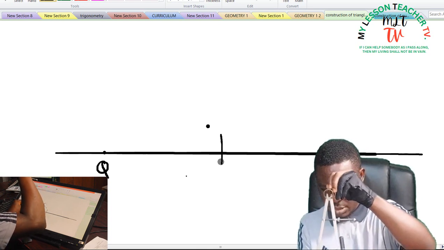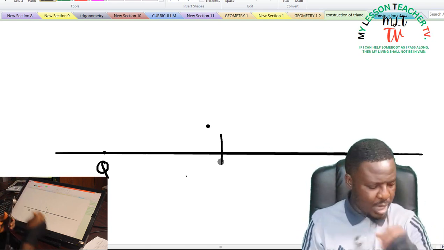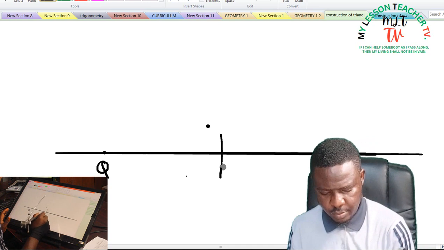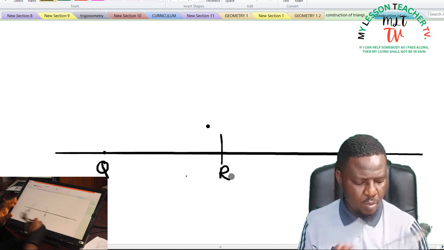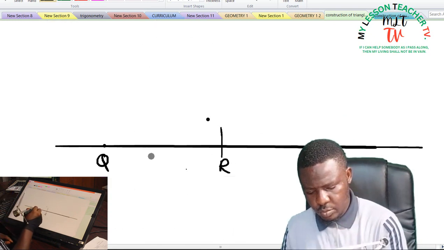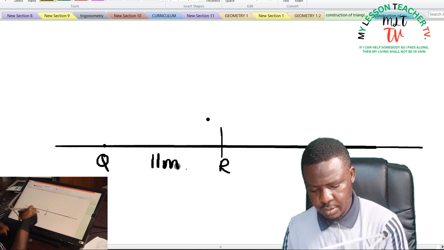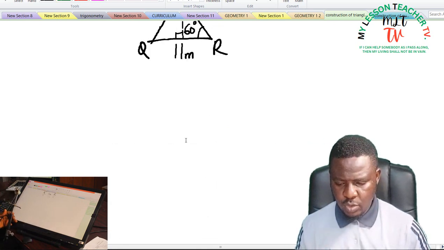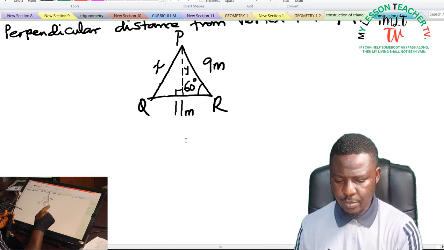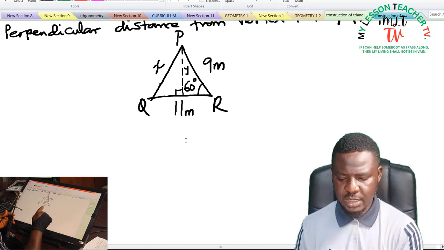So this is point R. So this is said to be my point R. Now, if you go back, this is 11 meters. Now, what we need to do next is, we have gotten line QR to be 11 meters.